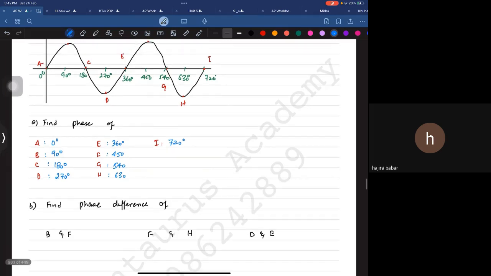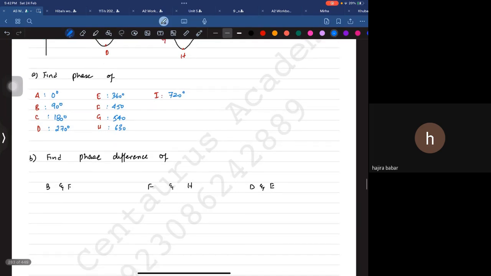So between B and F, B is 90, F is 450. So what you're gonna do is you simply subtract it. So that means B is 90, so 450 minus 90 gives you 360 degrees. Whenever you have phase differences like 0, 360, 720, and so on, we call these points in phase. All right, kids, in phase.